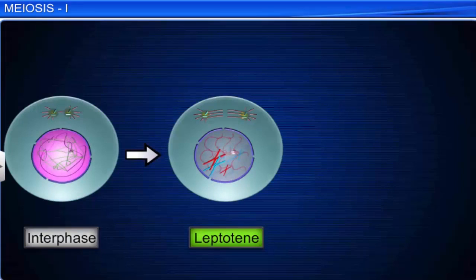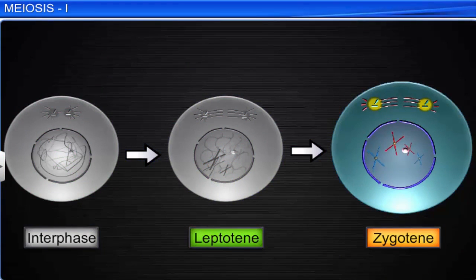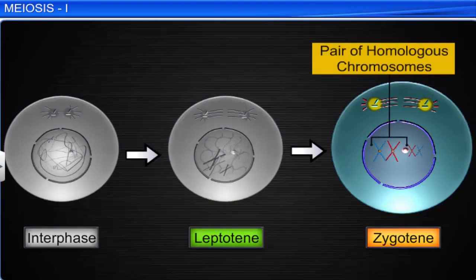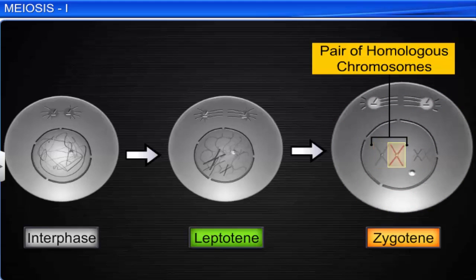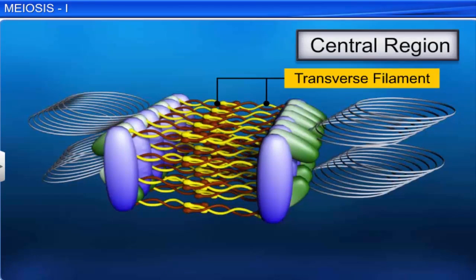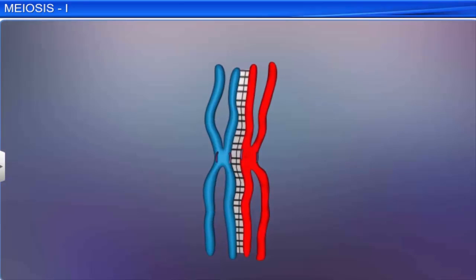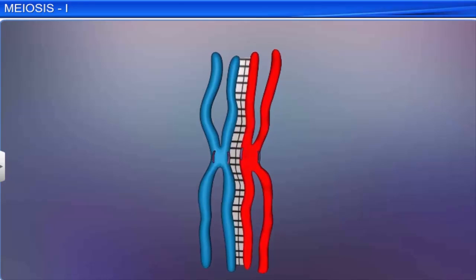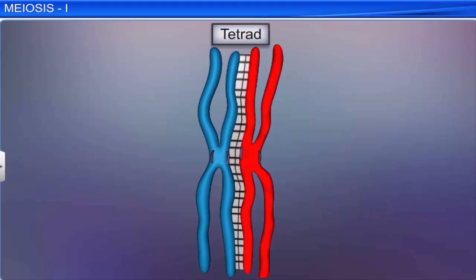In the next stage, that is, the zygotene stage, homologous chromosomes, one from the paternal set and one from the maternal set, get attracted to each other and form pairs. This pairing is called synapsis. During this process, a complex structure known as a synaptonemal complex is formed. This complex structure consists of a pair of synapsed homologous chromosomes called a tetrad or a bivalent.